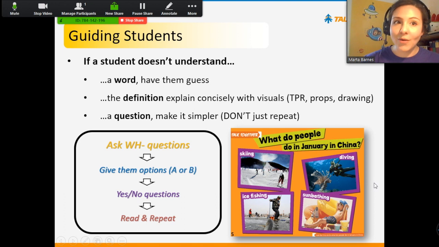They still have no idea. So be like, all right, well, do you think that people in January in China go skiing? You're using that TPR. They still just don't get it. Then you say, all right, people in January in China go skiing. And you can type on the board that sentence for them to read and repeat after you. And that way, at least they're getting some language production.